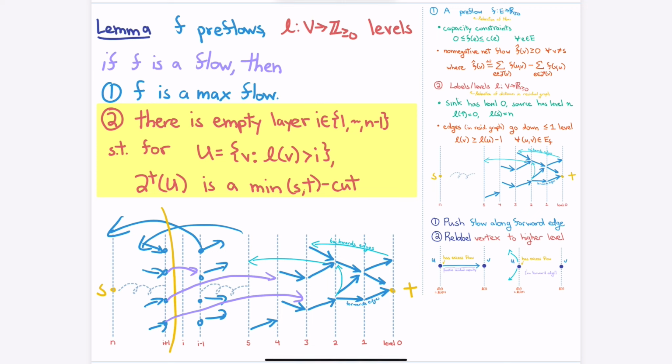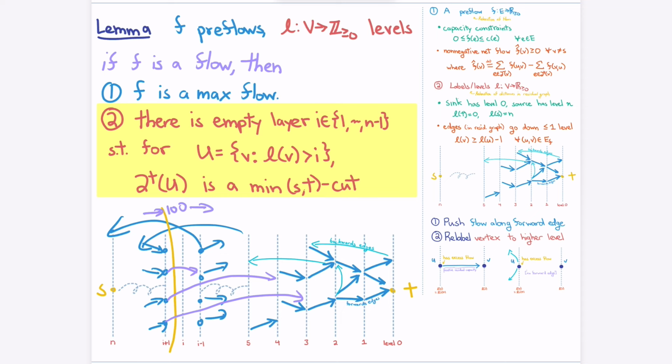Okay, so if this cut had 100 units of capacity, summing up over all these edges, that I know I'm sending at least 100 units of flow. I mean, I'm using them all up, right? So that means, okay, we have some 100 units of flow going from left to right.